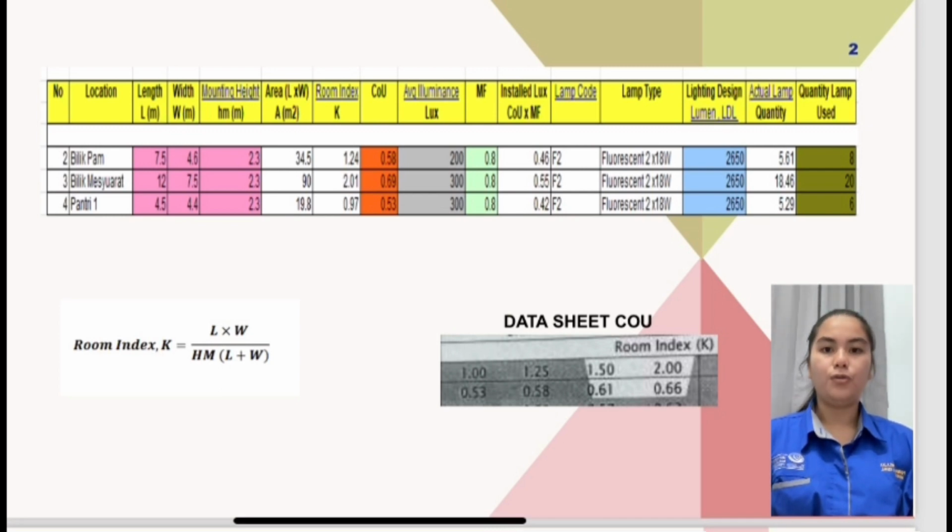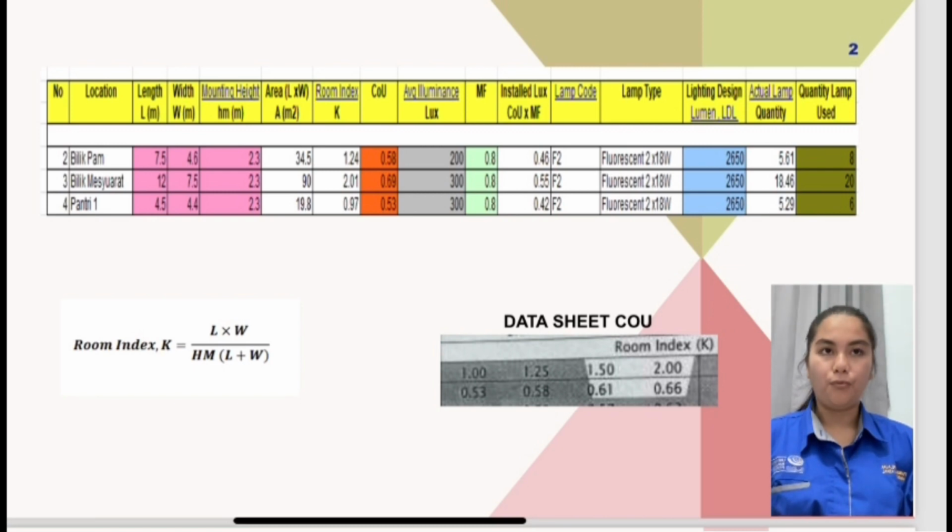Today I would like to present design a lighting 1. First of all, we measure the length and width of the room. The mounting height for the office standard is 3. To get the area, it is the length of the room multiplied by the width of the room. For room index, use the formula: length multiplied by width, divided by mounting height multiplied by length plus width. COU is from the datasheet. Looking at the room index, you get the type of lamp we choose.